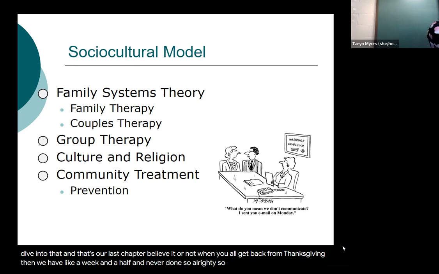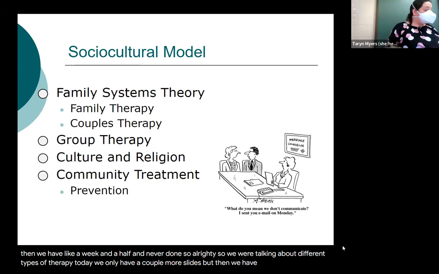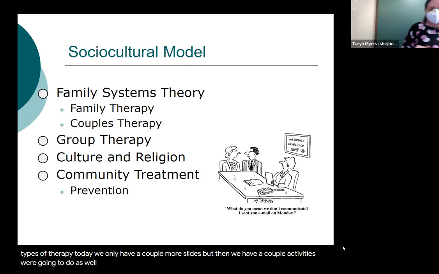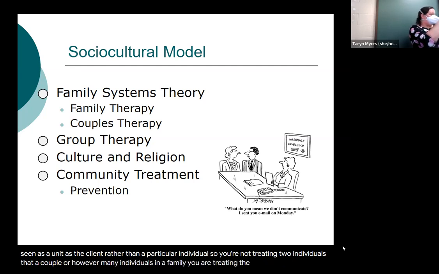Alrighty, so we were talking about different types of therapy. Today we only have a couple more slides, but then we have a couple activities we're going to do as well. So family systems theory. In family systems theory, the family itself is seen as a unit, as the client, rather than a particular individual. So you're not treating two individuals in a couple or however many individuals in a family, you are treating the relationship between them.